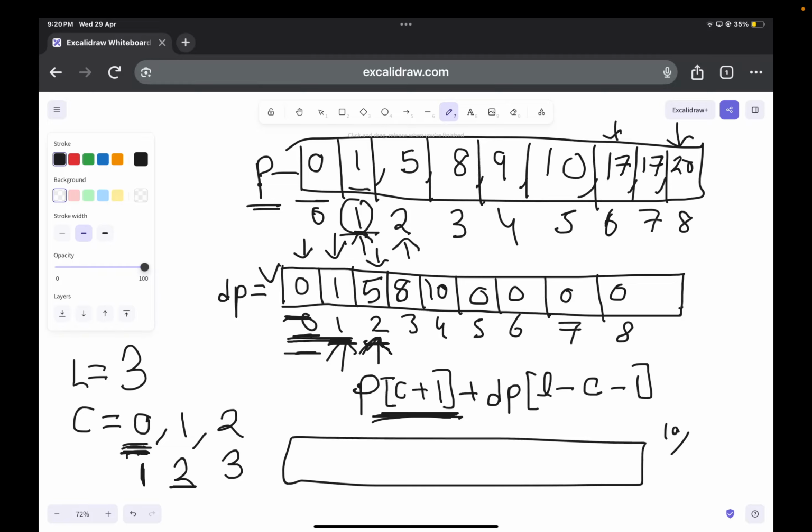If I cut 1 and 4, selling price of 1 is 1 and 4 is 9. 9 plus 1 is 10. If I sell it as 2 and 3, then 2 is 5 and 3 is 8. So it will be 13. If I sell 4 and 1, selling price of 4 is 9. 9 plus 1 is 10. If I sell 5, then it is 10. Highest is 13.